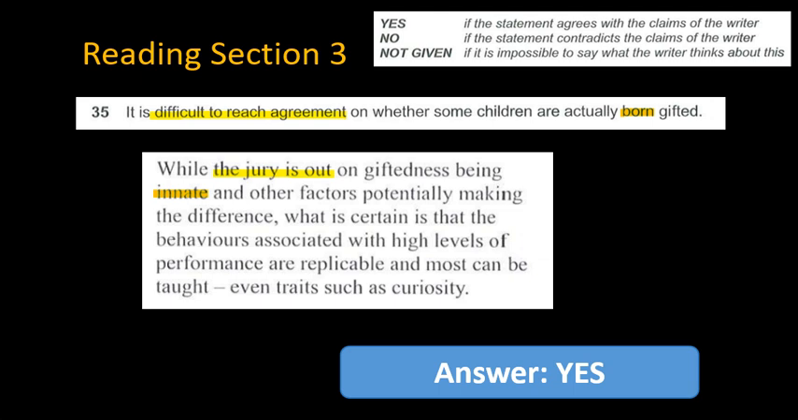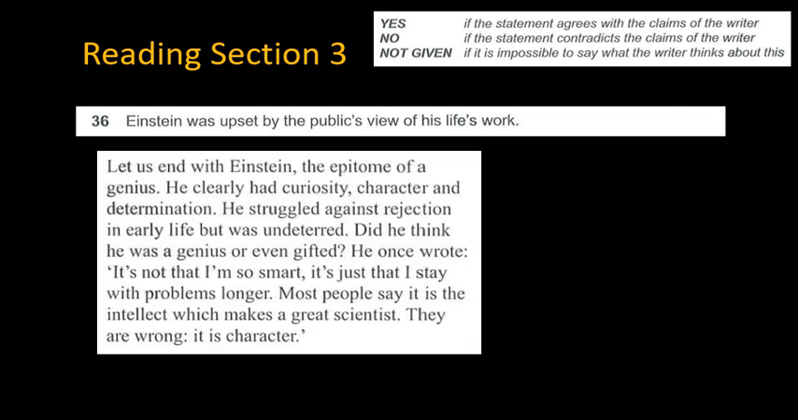Quite difficult, this question, because you need to know the word innate, which is very high level vocabulary, and you need to know the phrase the jury is out, which is an idiom. So yeah, that's a difficult one, but yes is the answer. I think a lot of people might have gone with not given on this one. On to 36. Einstein was upset by the public's view of his work. Now for this one, you need to go right to the end of the passage where Einstein is mentioned again. Don't get caught up at the early stages where Einstein is first mentioned.